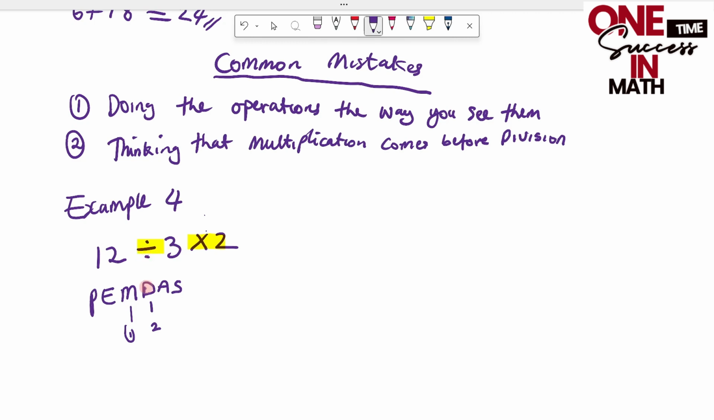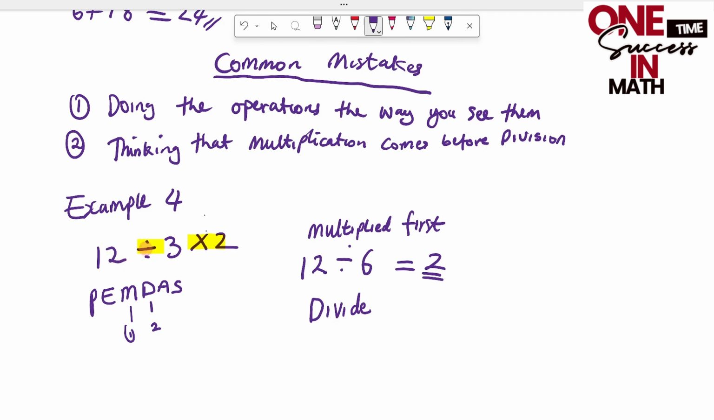Let us solve it using this original rule, which we are following. So if we do multiplication first, we have 12 divided by 3 times 2, which is 6. So 12 divided by 6 should give us 2, right? That's doing multiplication first. This gave us 2 because we multiplied first. What if we divide first? Let's divide. So when we divide first, we have 12 divided by 3 is 4. We'll multiply 4 by 2, we'll have 8.